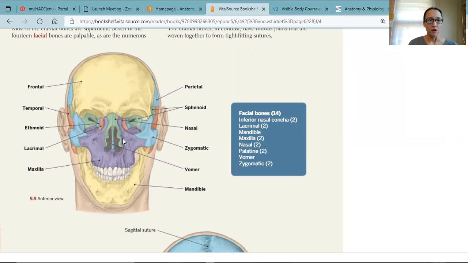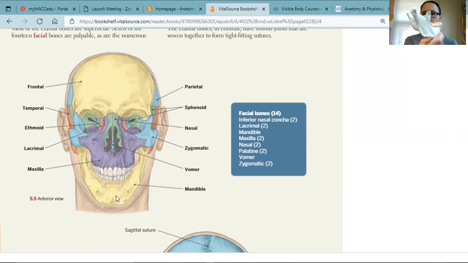Okay, moving on. We have the maxilla. This is the maxilla right here. It forms your upper jaw. Okay, so the top part of this here and part of your cheekbone. Okay, the medial part of your cheekbone. That's the maxilla. Of course, if we move inferior, we have the mandible.